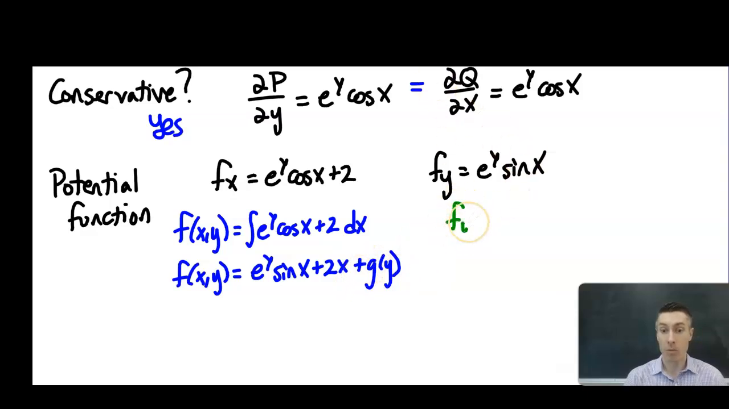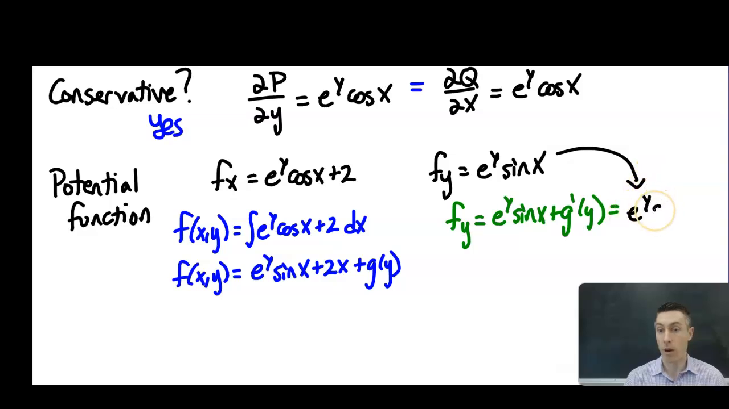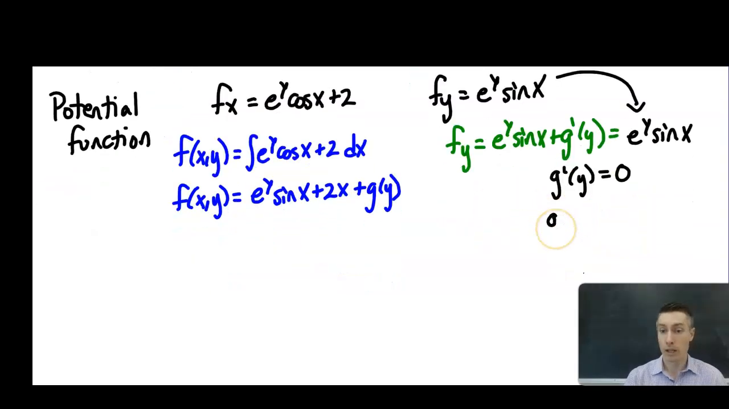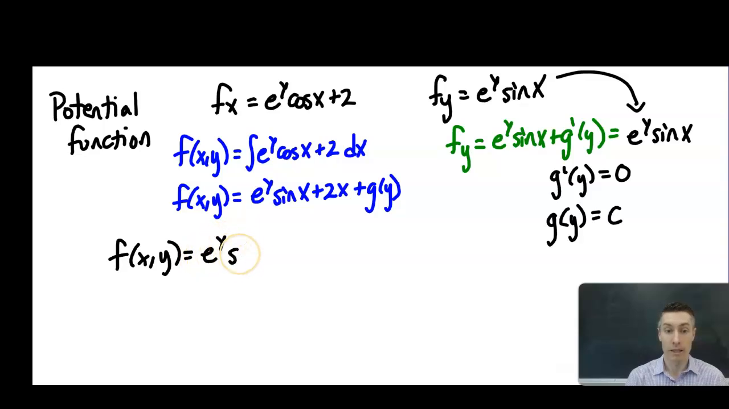Then we differentiate that with respect to y. So we get e to the y sine x plus g prime of y, and that's equal to q, the partial with respect to y, so e to the y sine of x. That means that g prime of y equals 0, which tells us that g of y equals a constant. Whatever constant it is, we're not sure. So our potential function then is f of xy, which is equal to e to the y sine of x plus 2x plus c.